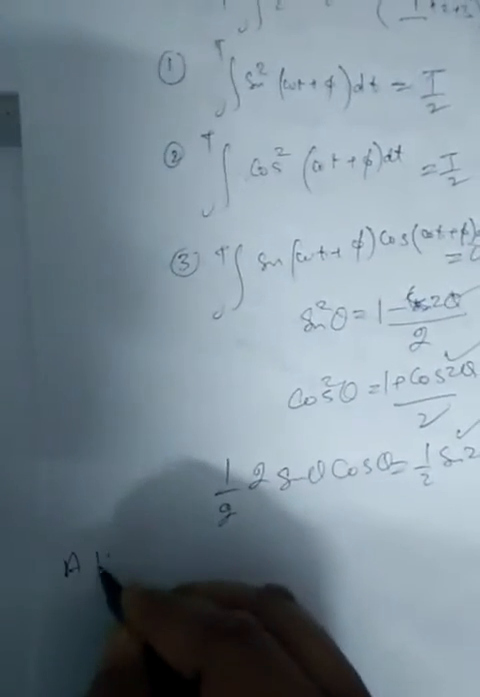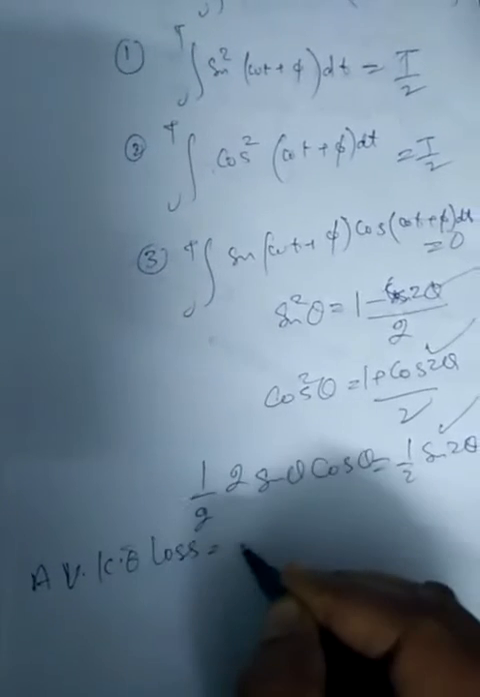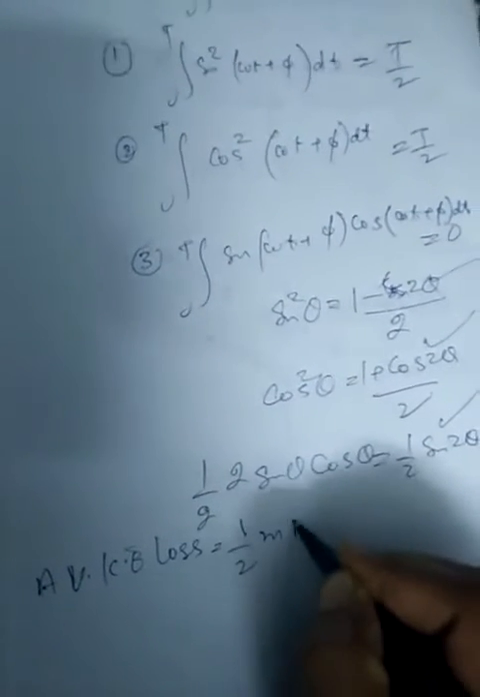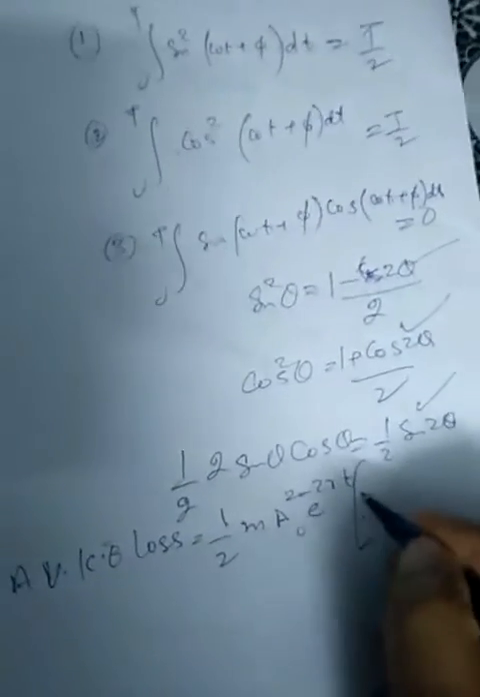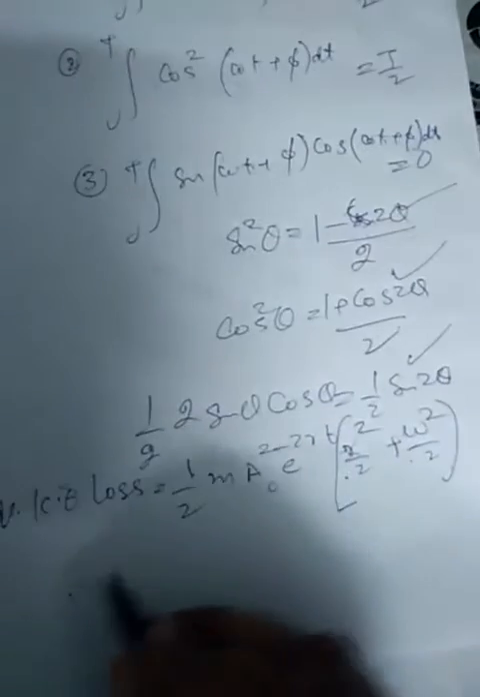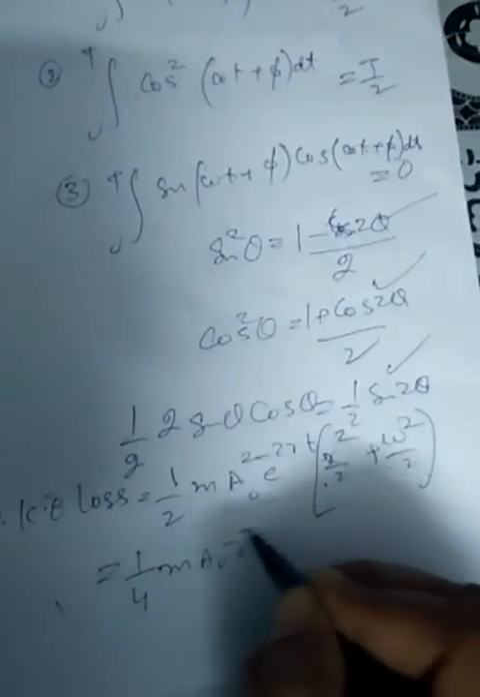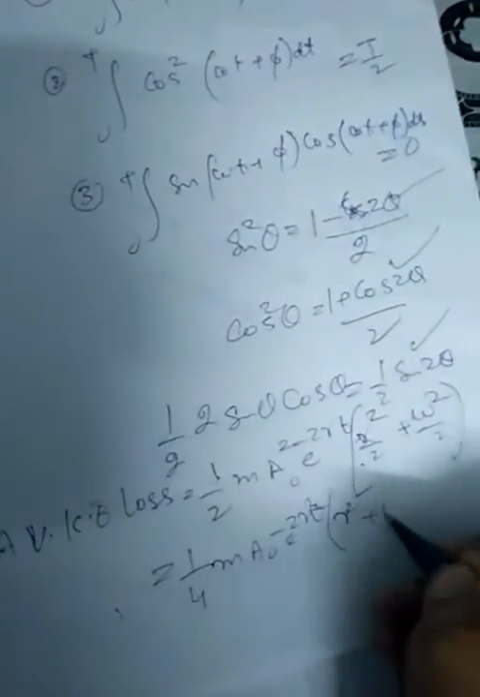So the average kinetic energy loss we can find as 1 by 2 m a naught square e raised to minus 2 gamma t, and then the first part was gamma square by 2 plus omega square by 2, or I can write it as 1 by 4 m a naught square e raised to minus 2 gamma t into gamma square plus omega square.